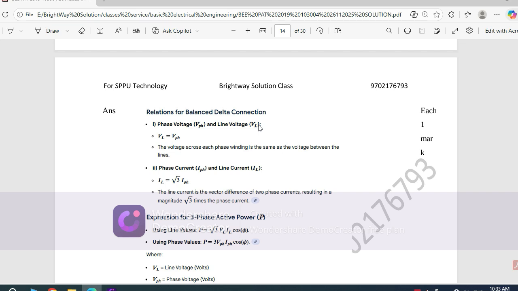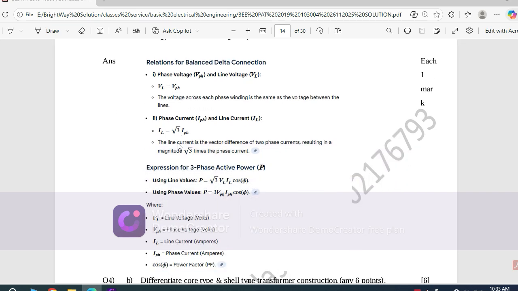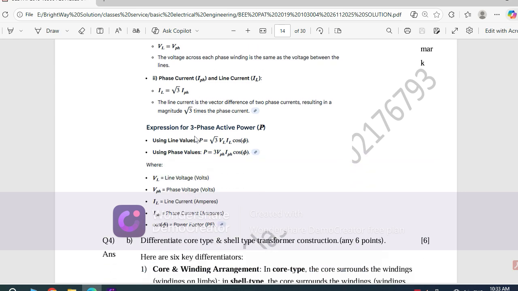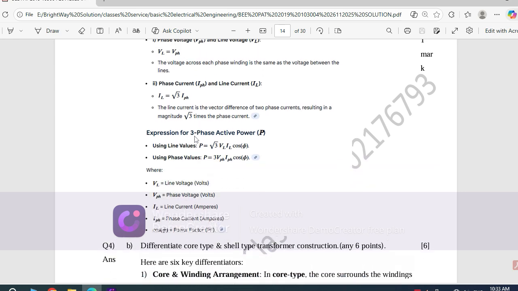So you get that VL is equal to VPH, and it is just 1 mark. Each relation carries 1 mark. IL is equal to root 3 IPH. So we have to multiply only root 3 with the phase current.